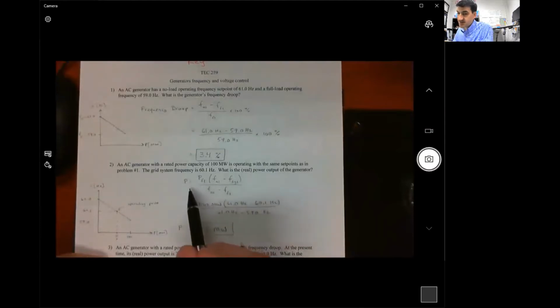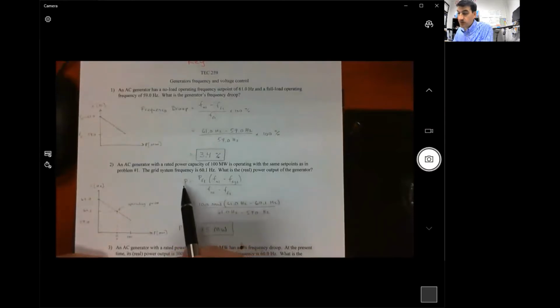So the question is, what is this point right here? Because we know that this is a straight line. The generator is operating somewhere on this straight line. We're given a bunch of the parameters of this line, like the no load frequency, the full load frequency, the full load power. So we can use all that information to find out what is this value right here for the actual operating power output right now. Fortunately, we have an equation for that.